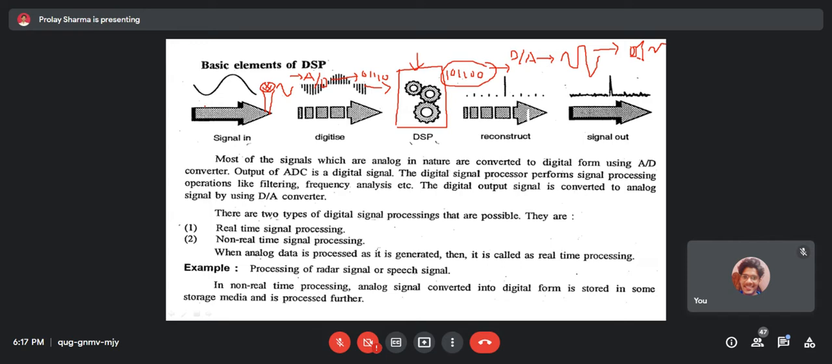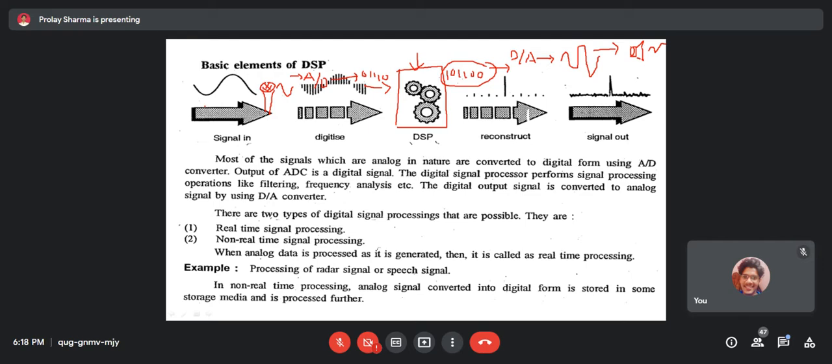So this is the basic block diagram of DSP. That is, the analog signal will be there. It will be converted to a digital signal. Some processing will be done. Then again, the digital signal is converted to an analog signal.